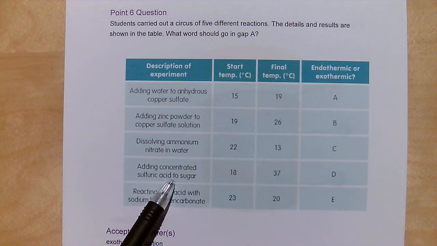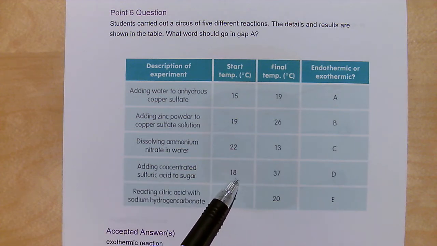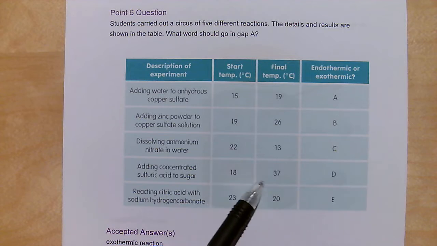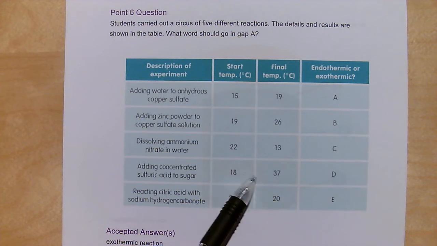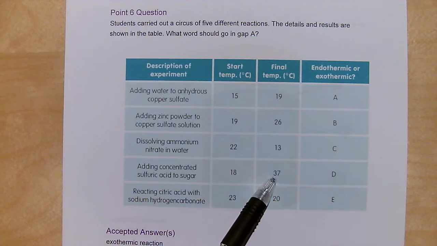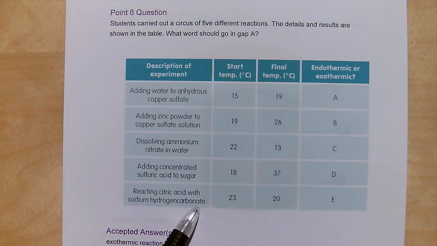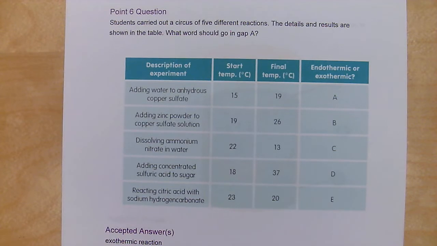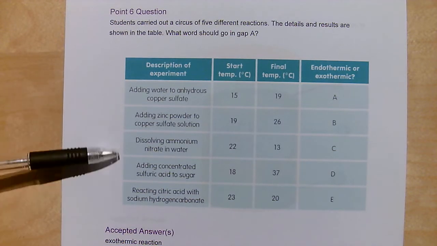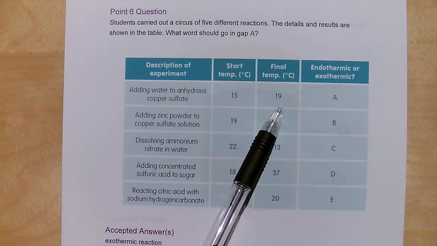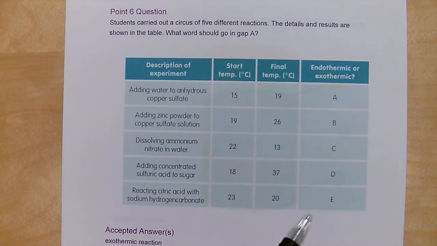Adding concentrated sulfuric acid to sugar, start temperature 18, final temperature 37, so my temperature has gone up, so that's an exothermic reaction. I'm reacting citric acid with sodium hydrogen carbonate, start temperature is 23, final temperature is 20, so my temperature has gone down. Okay, so therefore it is an endothermic reaction. So to conclude from this, if your temperature goes up, the reaction is exothermic. If the temperature goes down, the reaction is endothermic.